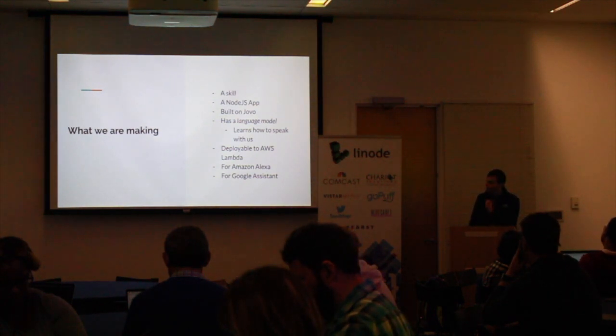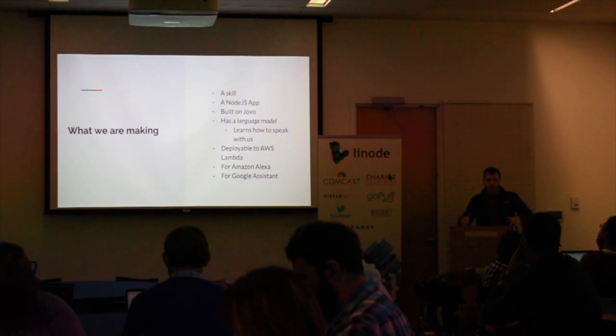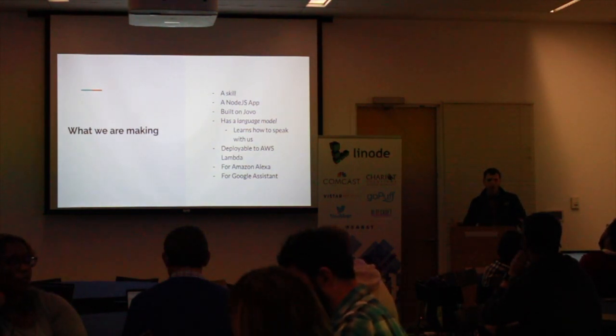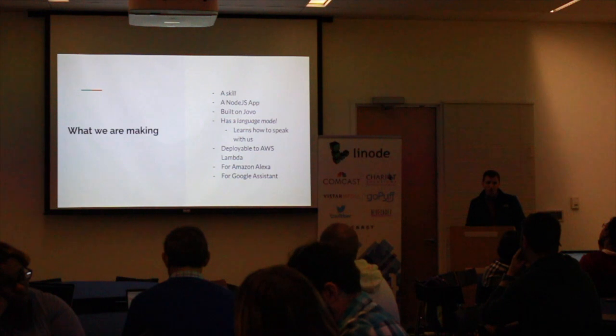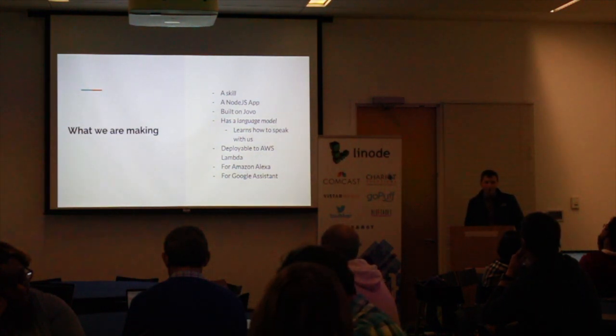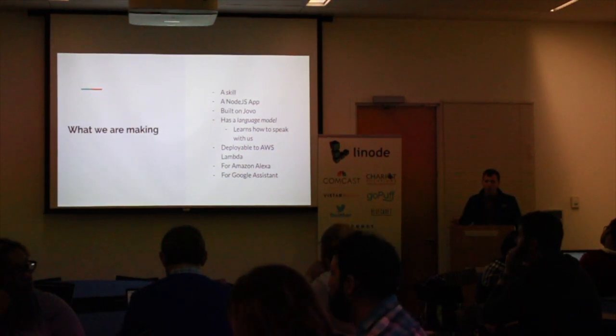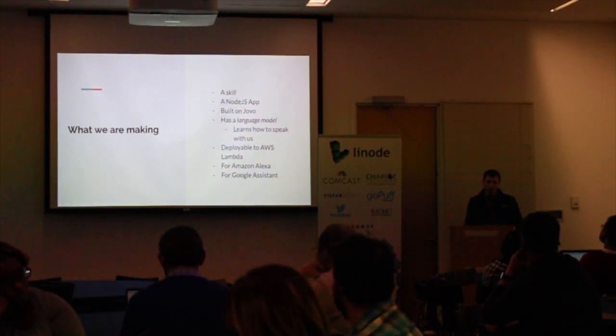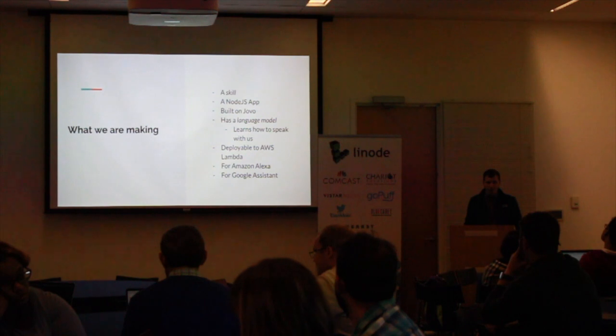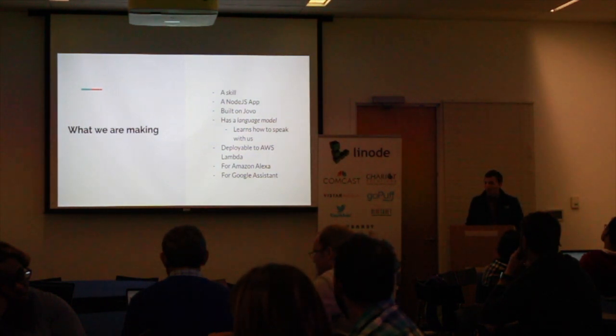And so that kind of leads into my next slide. So what are we going to do today? We're going to build a skill, right? Alexa calls them skills, Google Home calls them apps. It's going to be Node.js. This is, after all, a JavaScript conference. And it's going to be built in Jovo. We have a language model, which is that aforementioned file that correlates utterances and phrases into an intent, and then we handle it.